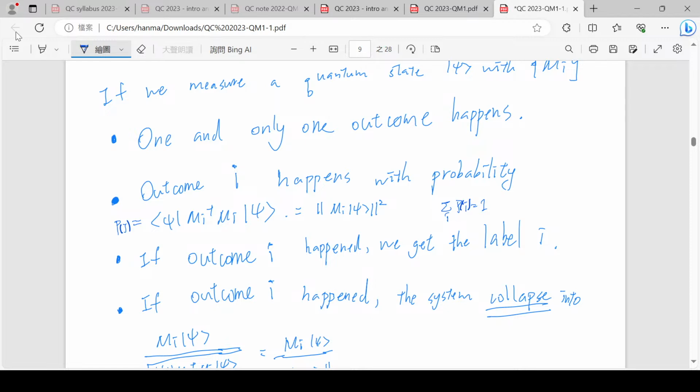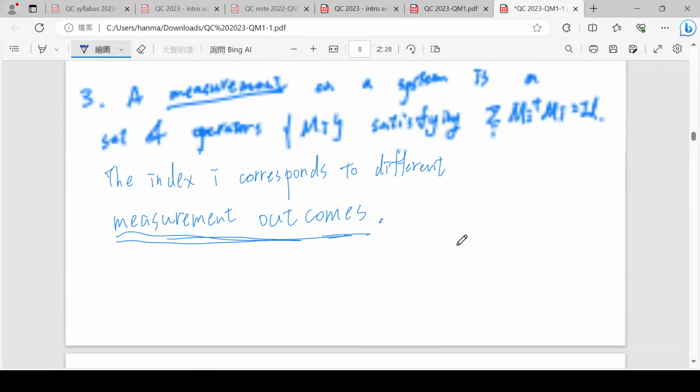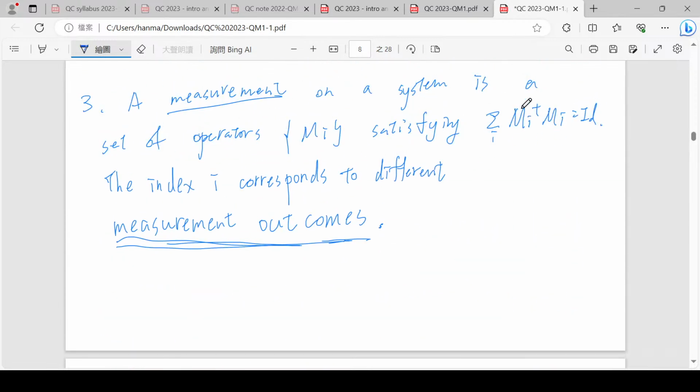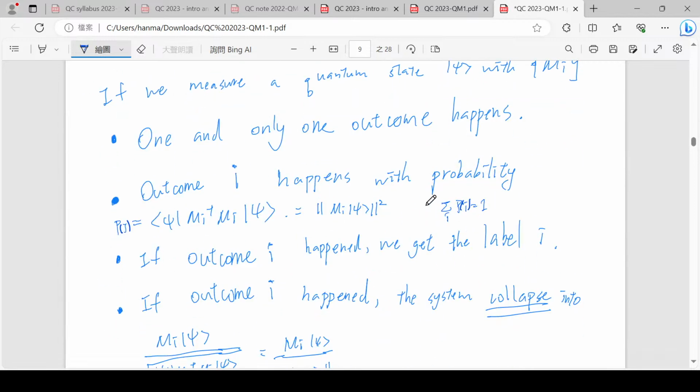So this is a notation. We say the probability is p of i, and p of i can be calculated from M_i and psi as this: it is <psi| M_i dagger M_i |psi>, and it's just the norm squared of this vector M_i psi. Okay. And you can easily check that the sum of probabilities equals 1. That's guaranteed by this completeness relationship. Okay, so we are good. The probabilities sum to 1, and each probability is positive because this norm squared is positive.